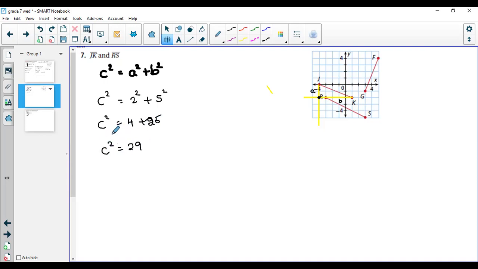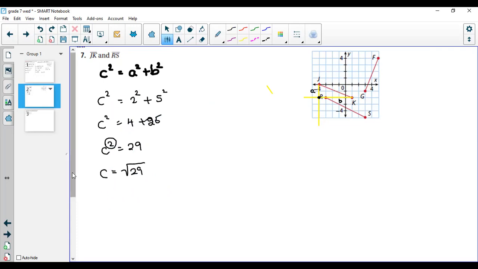Now, as in the previous question, we need to remove this square from here. So to remove the square, I am going to write the 29 inside the square root. Now again, 29 is not a perfect square, so we cannot find the root of 29 unless you're using a calculator. So you leave the answer in this form. Now this was the distance between JK.